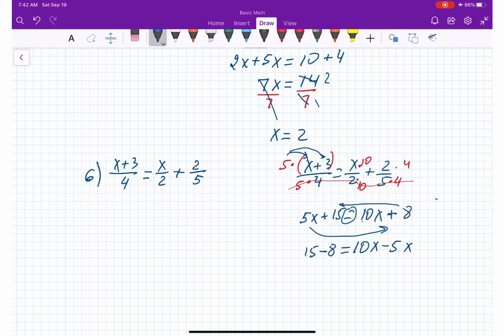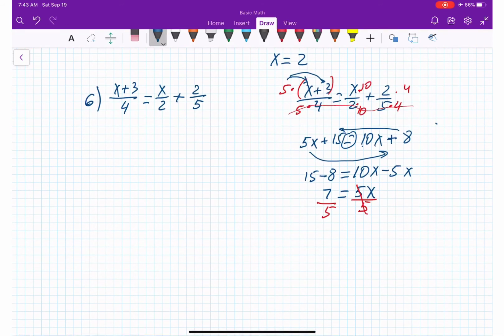So 15 minus 8 is 7. 10x minus 5x is 5x. Coefficient of x is 5, so I have to divide by 5 because I need x, not 5x. Therefore, the answer is 7 over 5. I can't reduce or do anything. X is equal 7 over 5.